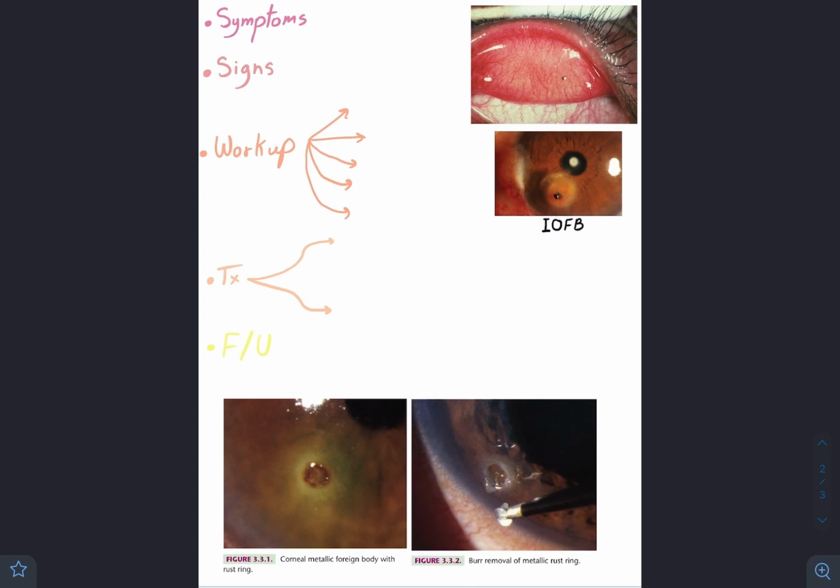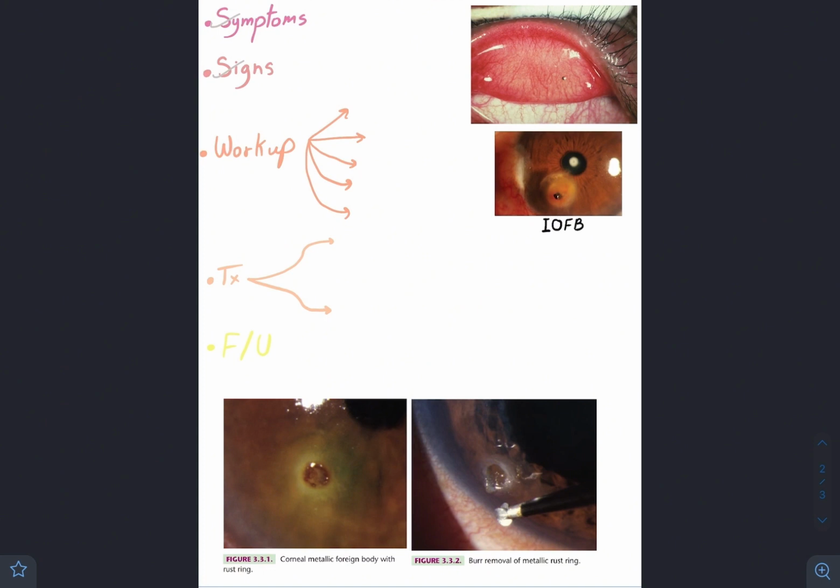Vertically oriented linear corneal abrasions or SPK could indicate that there is something under the upper eyelid, like you can see in this picture. So take care of that. Now, we've covered the symptoms and the signs. What about the workup? What do we do?